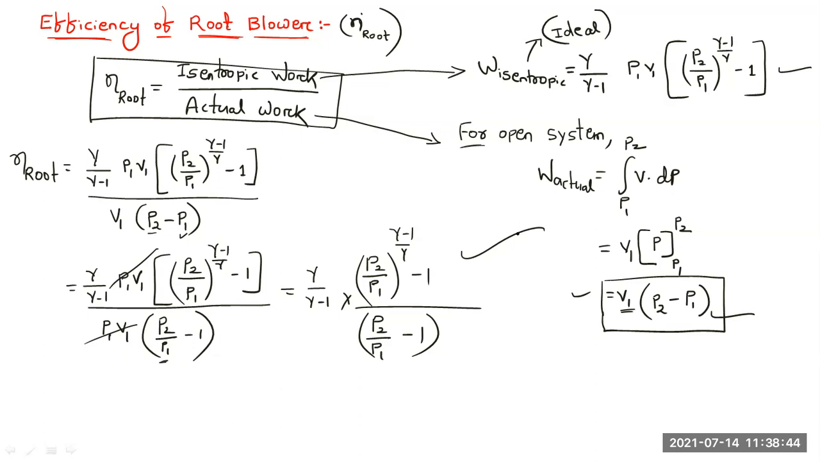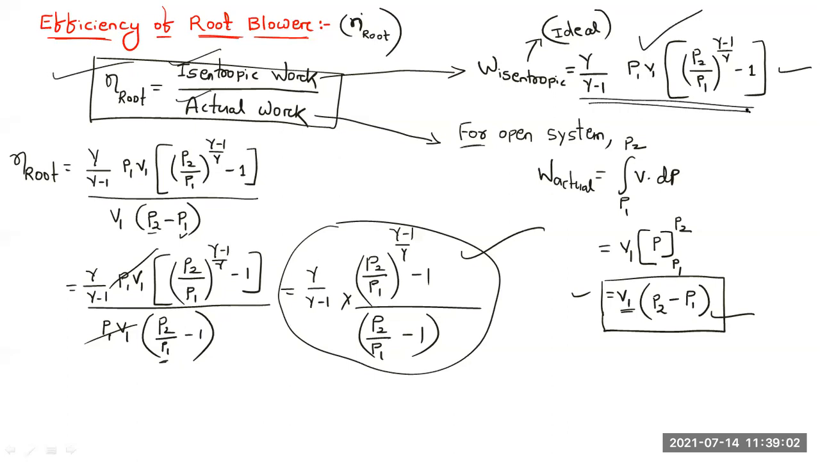But you do not have to remember this formula. You just remember this: root blower efficiency is isentropic work divided by actual work. How to calculate isentropic work? This is the formula. First you apply this formula and calculate isentropic work. Then you apply this formula and calculate the actual work. Then you take the ratio between isentropic work and actual work, and you will get the root blower efficiency. So no need to remember this formula.